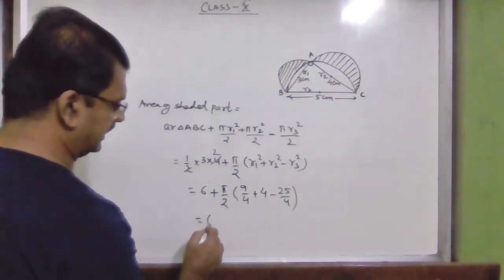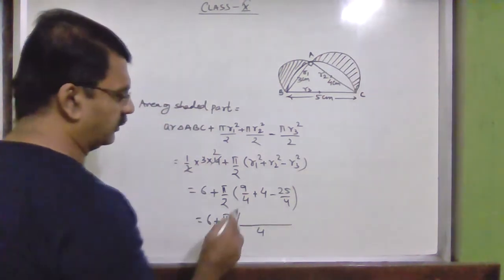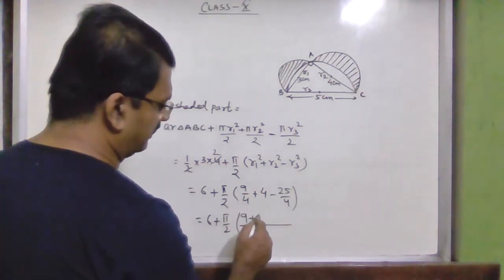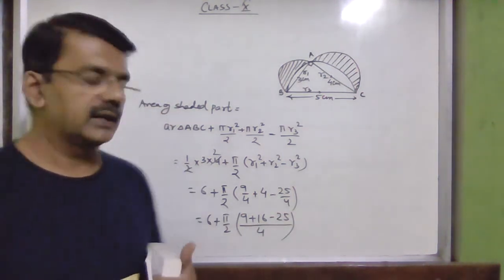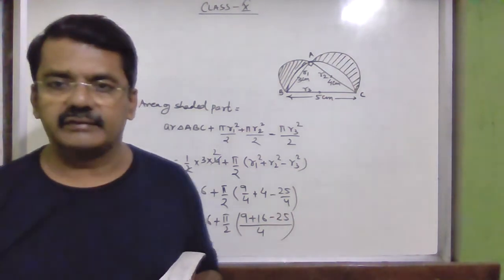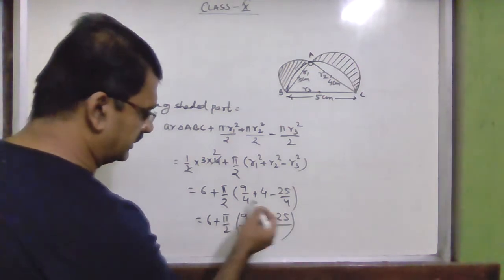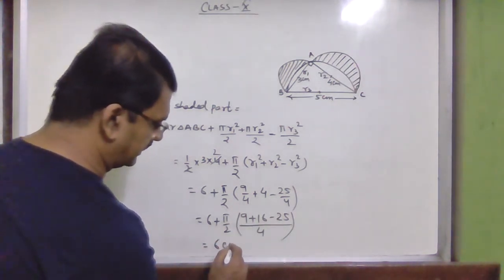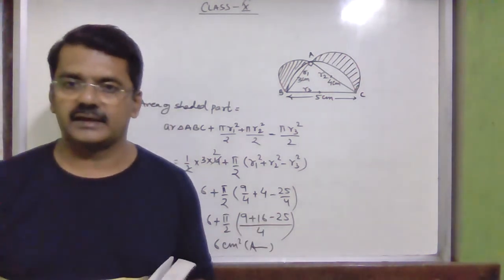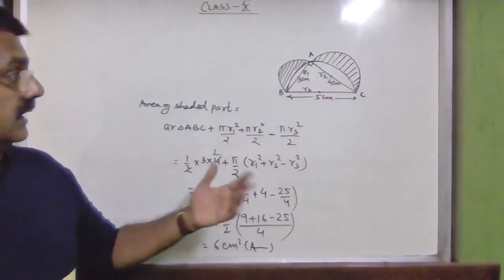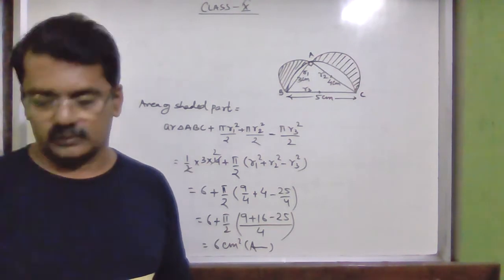Okay? So 6 plus pi by 2. Now here you take 4 LCM. When you take 4 LCM, it will be 9 plus 16 minus 25. Now you see a very interesting thing. 9 plus 16 is 25, and 25 minus 25 will be 0. So this entire thing will become 0 and your answer will be 6 centimeter square. The area of the shaded part here will be 6 centimeter square.